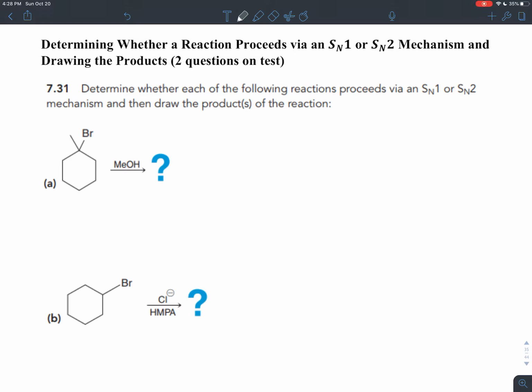Exercise 731 is not asking us to draw the mechanisms for reactions. It's just asking us to predict the products. So if we were chefs and we went into a kitchen and we mixed this stuff together, what is going to pop out of that mixture? What are we going to get when we cook that? And that's all we want to find out.